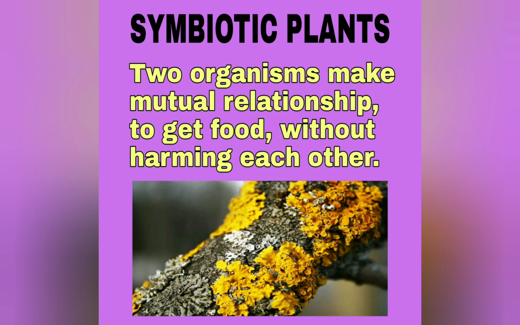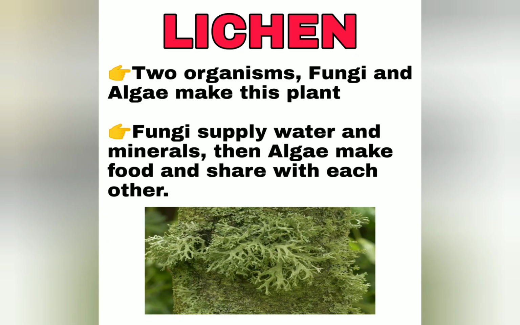Friends, there is one more category of plants which we call symbiotic plants. Here, two plants come in association with each other and make their food with mutual help. An example of symbiotic plants is lichens. It is the association of two organisms, that is fungus and algae. The work of fungus is to supply water and minerals, and the work of algae is to make food.